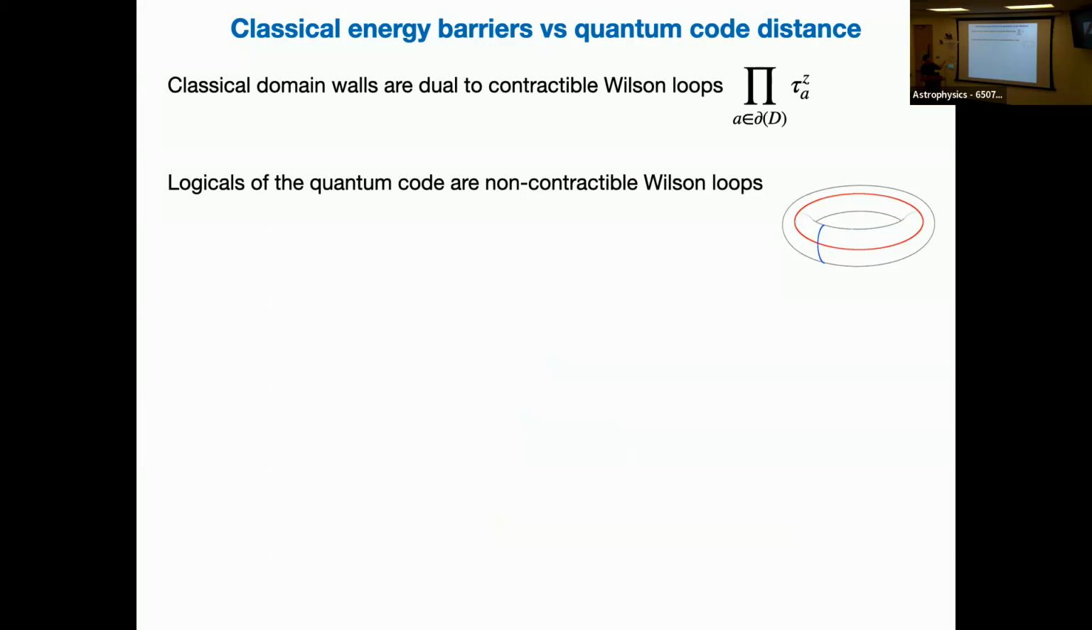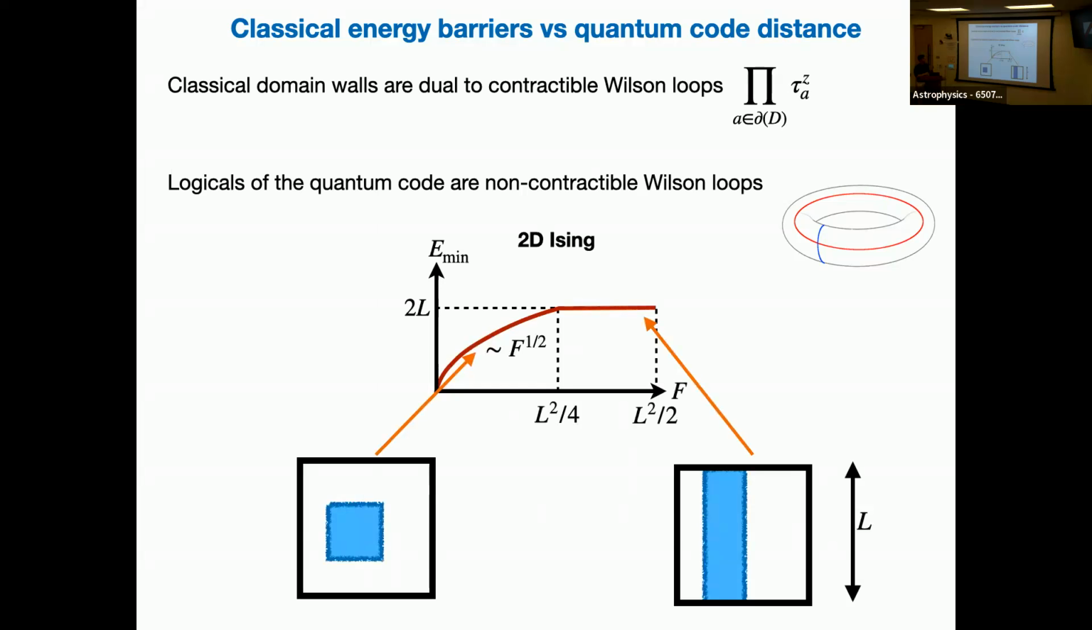On the other hand, the logical operators of the quantum code are also closed loops, just like in the toric code, except the logical operators will be loops which are by construction non-contractible. They are not the boundary of some region, as opposed to the ones that I get from domain walls, which are by construction the boundary of the region where I flipped my spins. So one question is how to relate these two. I would like to somehow connect the properties of contractible loops to non-contractible ones.